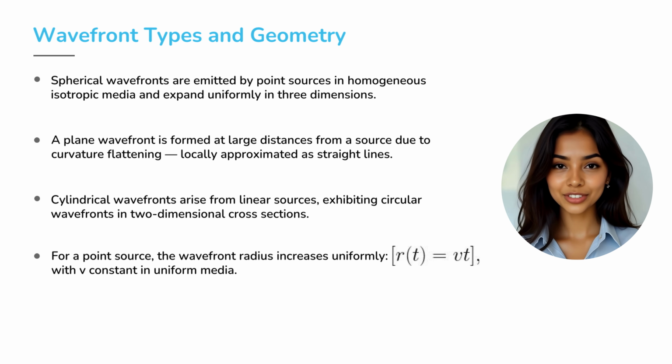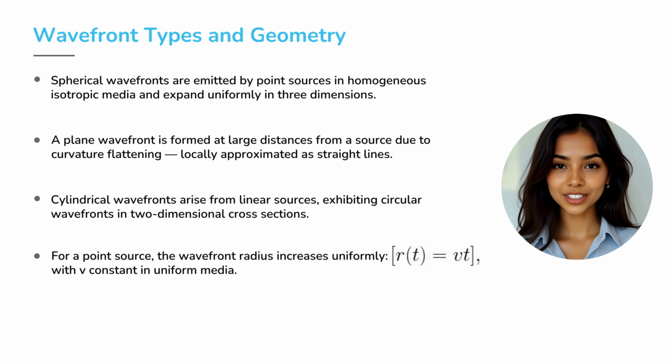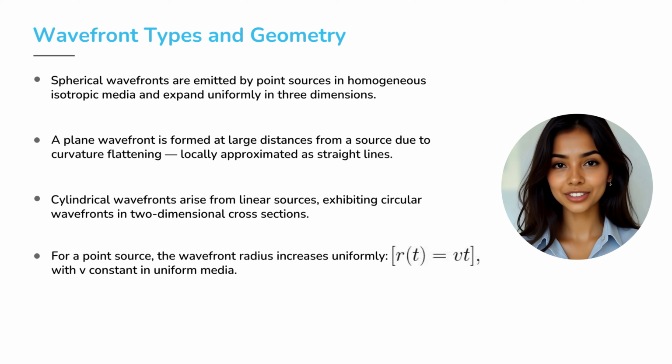Now, let's picture the different shapes of wavefronts and how they relate to their sources. Imagine a pebble dropped into a still pond. It creates circular ripples, but in 3 dimensions for light or sound. These are spherical wavefronts, expanding uniformly in all directions from a point source in a medium that's the same in every direction, which we call homogeneous and isotropic. If you step far enough away from such a source, the curved surface of these spheres looks practically flat, forming what we call plane wavefronts.